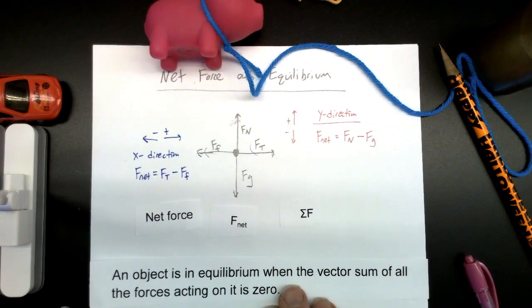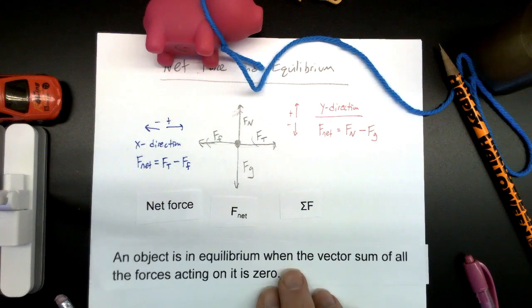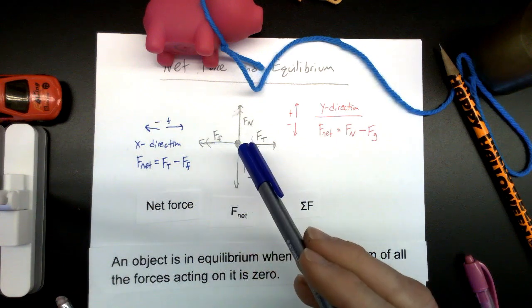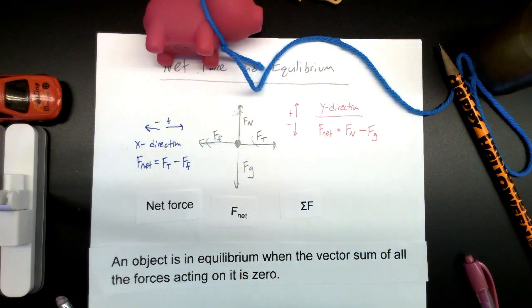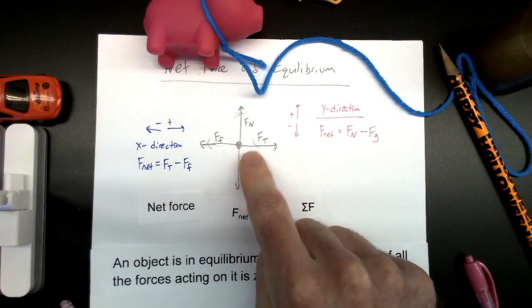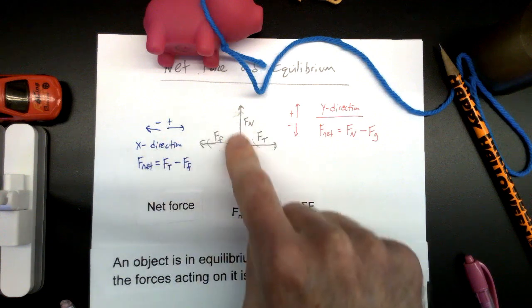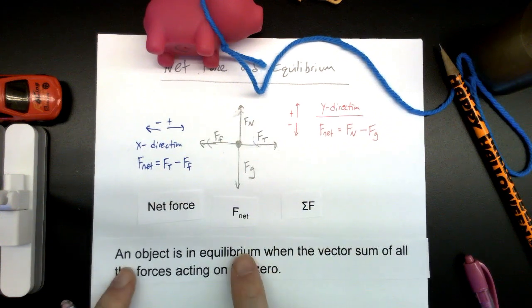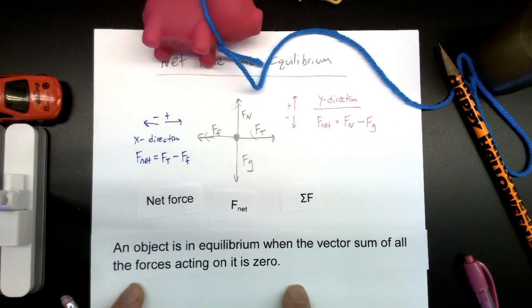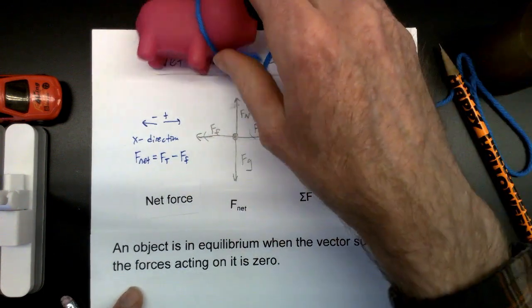So what we say is an object is in equilibrium when the vector sum, that means adding things like vectors, of all the forces acting on it is 0. So that would be like this situation up here, right? We have the piggy, and all the forces acting in the x direction add up to 0, all the forces acting in the y direction add up to 0, and this is something that I would call being in equilibrium. Equilibrium, when the vector sum of all the forces acting on it is 0, and the piggy wasn't moving.